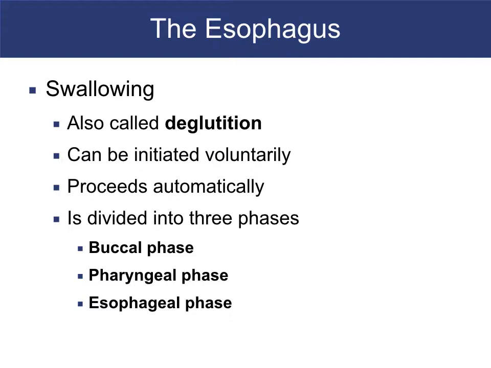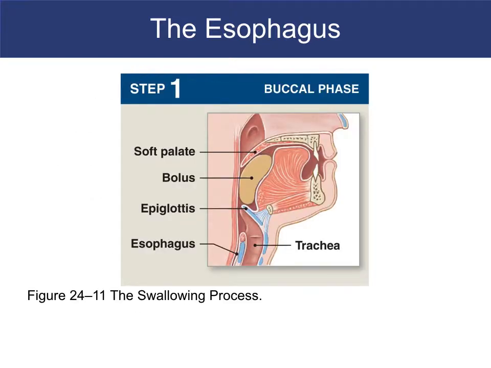So there's 3 phases to it. One's called the buccal phase. Buccal means cheeks and mouth, yep. The pharyngeal phase is when you push that food into the back of your pharynx, and then it starts down the esophagus, and once it's started down the esophagus, there's no bringing it back unless you can vomit really good.